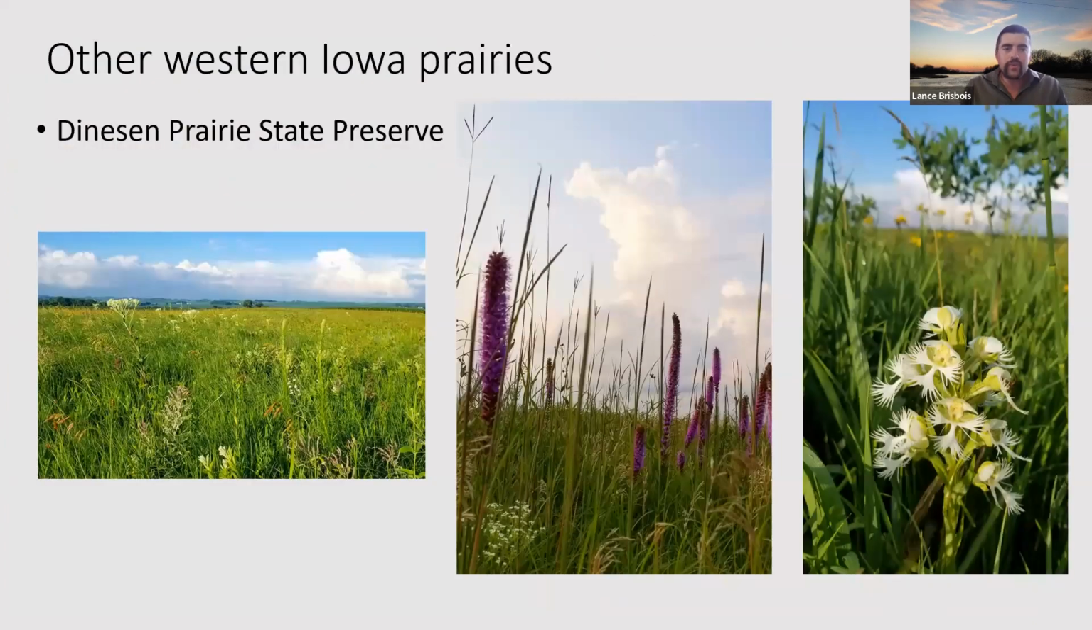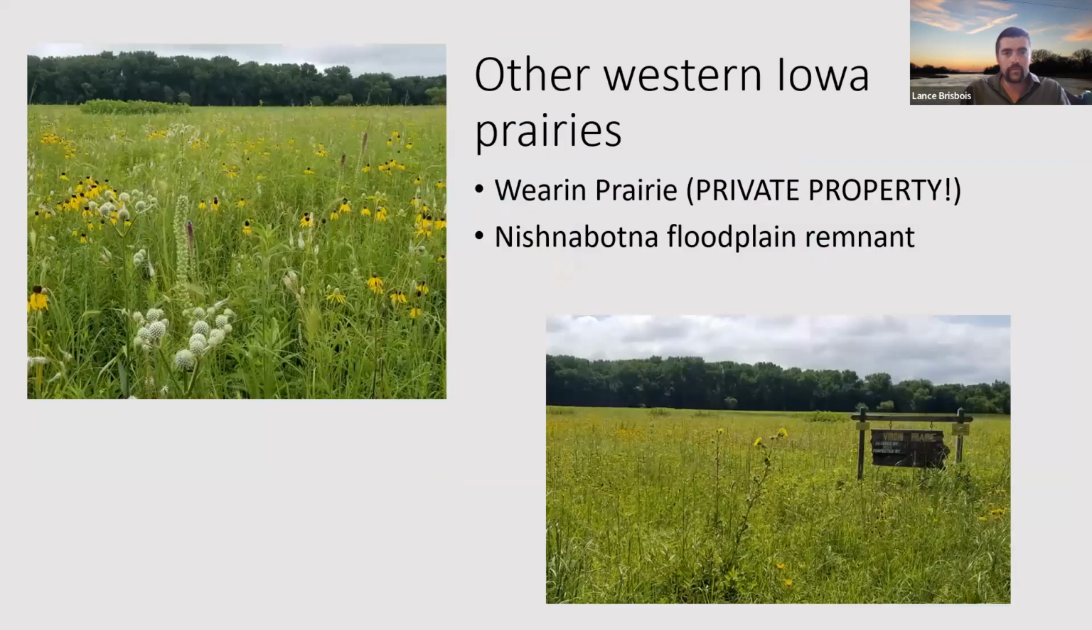Then I want to mention a couple of ones that are outside of the Loess Hills technically, but still worth a visit. So Dynaston Prairies in Shelby County, a little bit east of the Loess Hills. It's an upland prairie, and I think it might be the only remnant in the Nishnabotna watershed, besides Ware and Prairie, which is this one and that one.